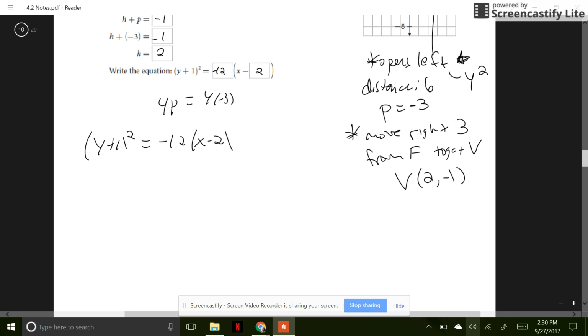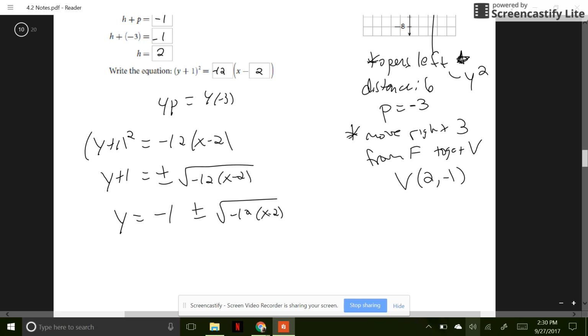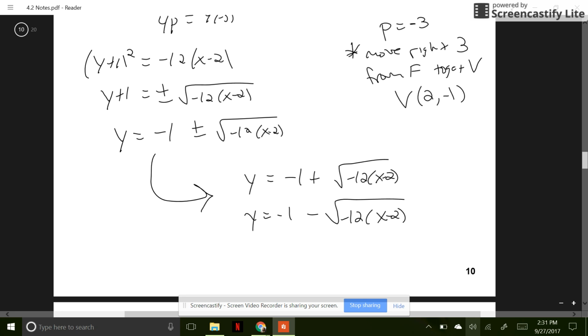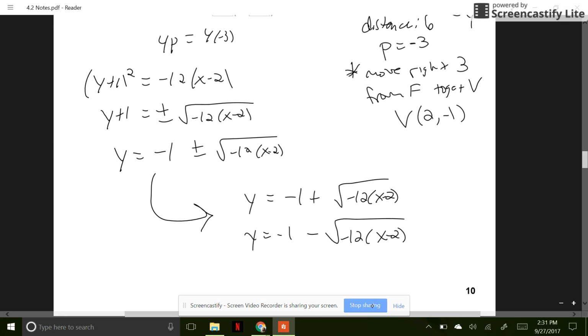If we want to solve this for y, we'll have to take the square root. So we get y plus 1 equals plus or minus the square root of -12 times x minus 2. And then you have to subtract the 1, so -1 plus or minus the square root of -12 times x minus 2. Again, from here you have to actually plot two different lines. So you need to plot y equals -1 plus the square root of -12 times x minus 2, and you also plot y equals -1 minus the square root of -12 times x minus 2. That way you'll get to see the whole picture of your parabola so that you can plot your coordinates.